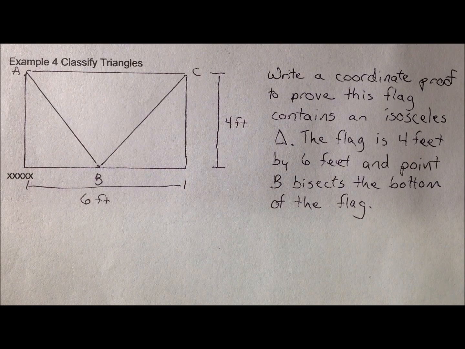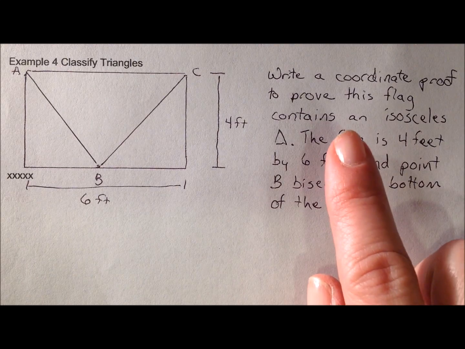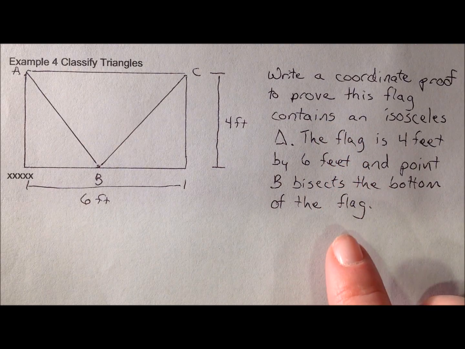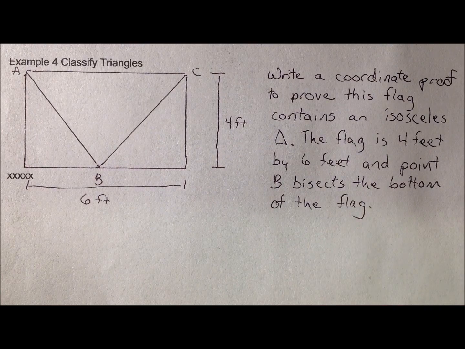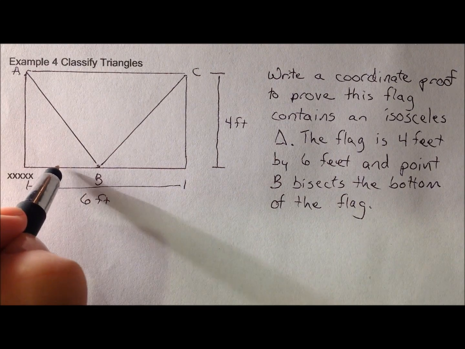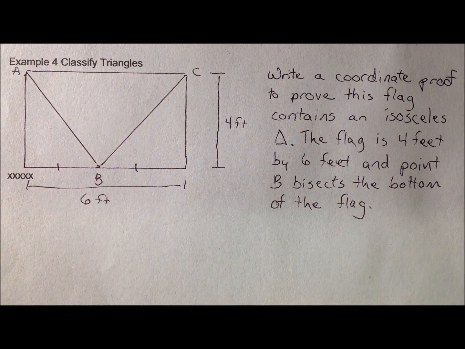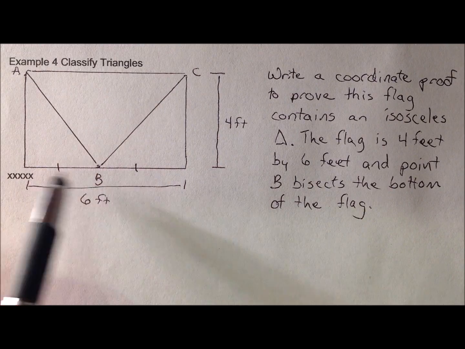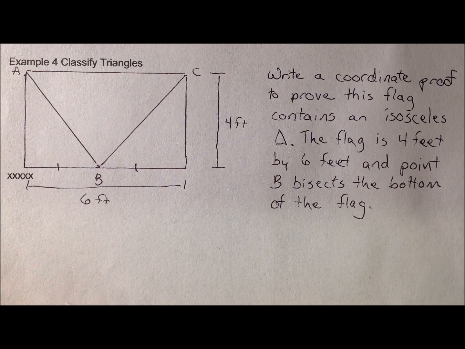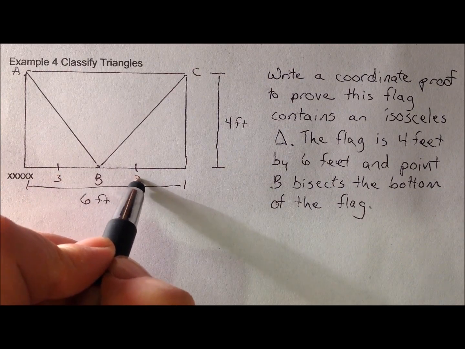Example 4, classify triangles, and here we are going to be using a coordinate proof. So here are the directions. Write a coordinate proof to prove this flag contains an isosceles triangle. The flag is 4 feet by 6 feet, and point B bisects the bottom of the flag. So I've drawn in our dimensions, and here I will put our little congruent slashes. So B is bisecting or cutting this bottom side of the flag in half. Means we have 3 over here and 3 over here.